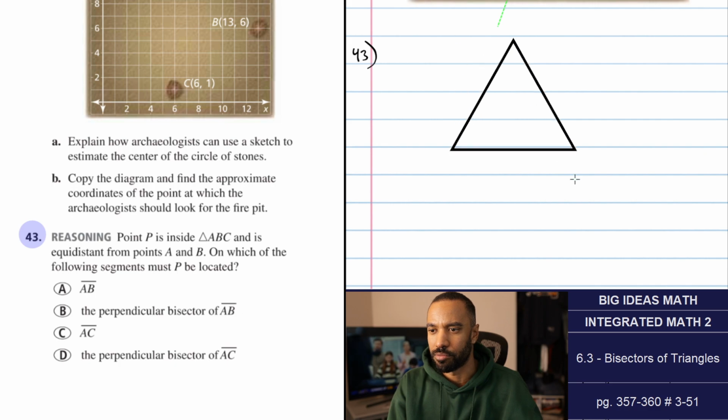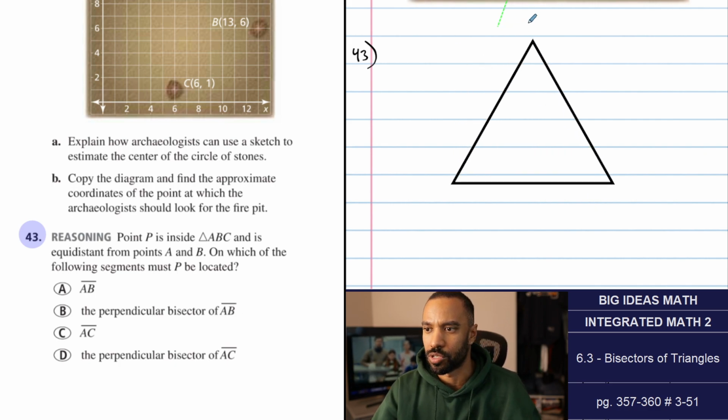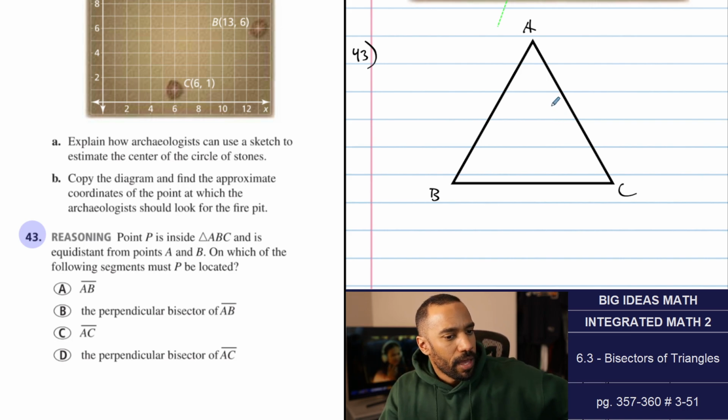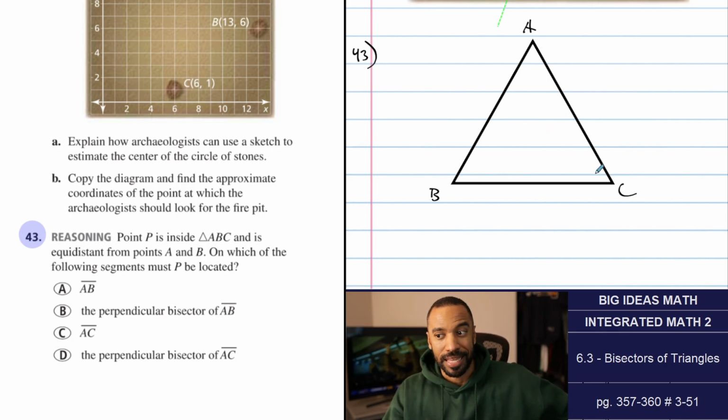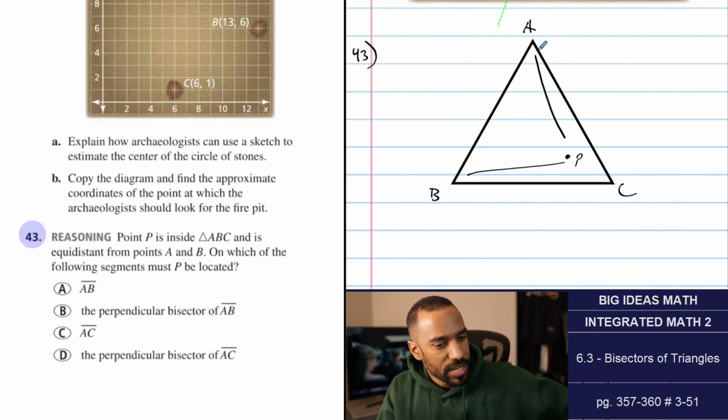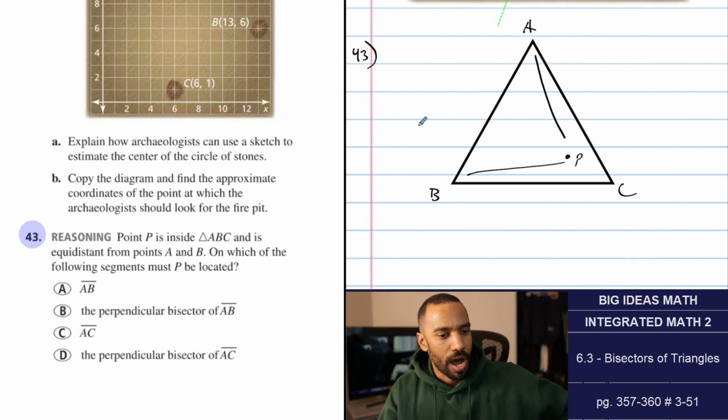Let me just draw, and I'm just going to rough out what they're talking about. So, okay, here's ABC. Point P is inside ABC and is equidistant from points A and B. That doesn't mean it's equidistant from C. For all we know, point P can be on C. So I'm going to make up, it's right here. So, okay. On which of the following segments must P be located? On segment AB? No, that's not necessarily true.